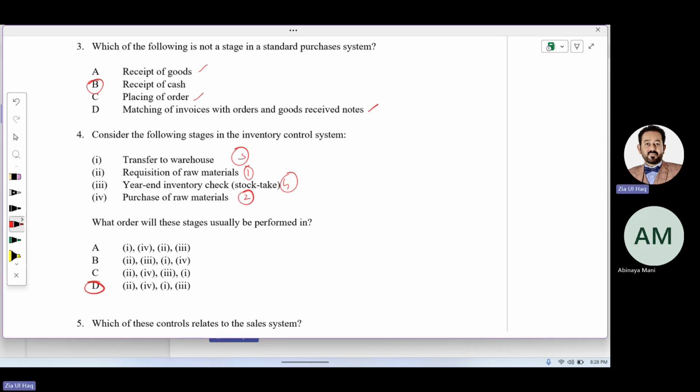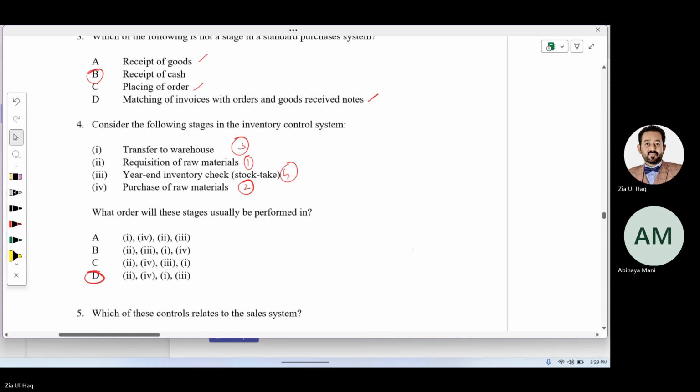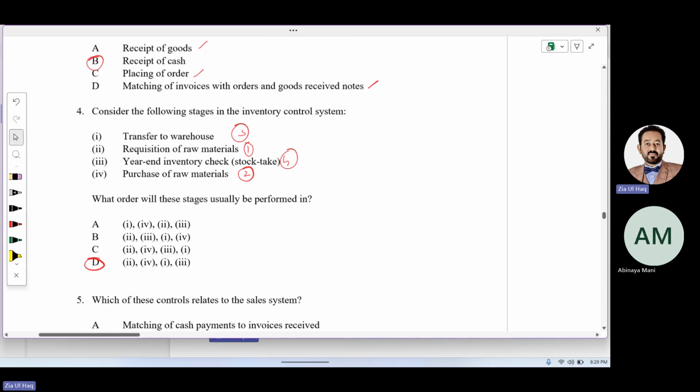First, you will issue a requisition. Then we will make a purchase order. And then we receive, we will transfer to the warehouse. And at the year end, we will count the inventory. Is that fine? So 2 will be first, then 4, then 1, then 3.